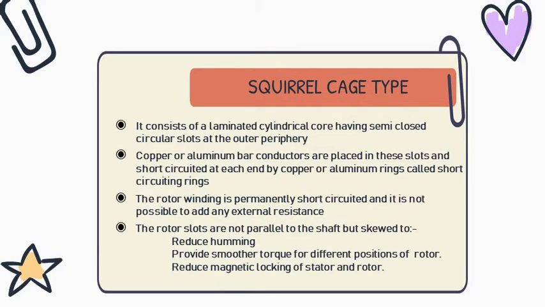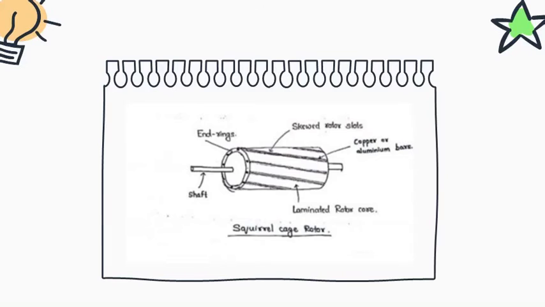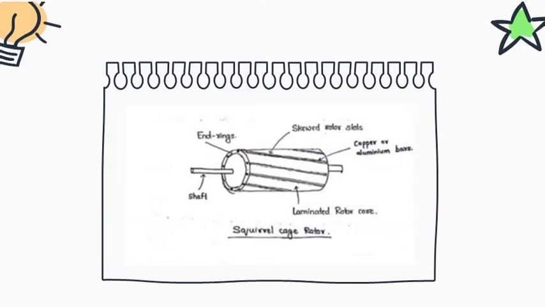In this, copper or aluminium bar conductors are placed in these slots and short circuited at each end by copper or aluminium rings, called short circuiting rings. The rotor winding is permanently short circuited and it is not possible to add any external resistance. The rotor slots are not parallel to the shaft but are skewed to reduce humming, provide smoother torque for different positions of the rotor, and also to reduce magnetic locking of stator and rotor. This is the figure for the squirrel cage rotor.